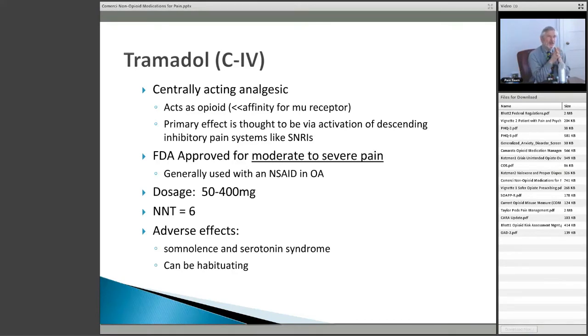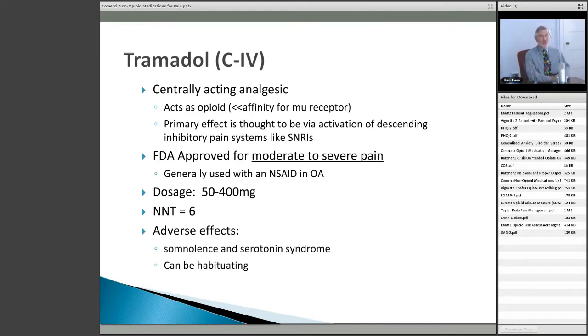It has a very low affinity for the opioid mu receptor, perhaps 1/100th of that of oxycodone. But the real way that this drug probably works is not as a mu receptor agonist. It probably acts more like duloxetine, more like venlafaxine, in that it increases norepinephrine in the brainstem, thereby increasing sympathetic anti-nociceptive stimulus to the spinal cord. FDA approved for moderate to severe pain.